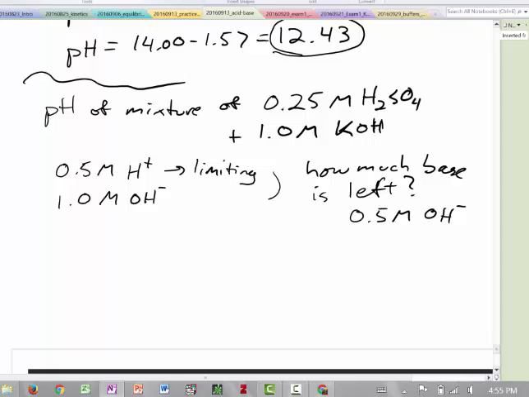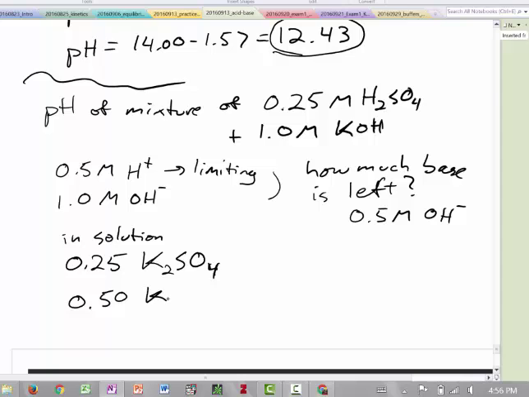Yes, excellent question. Because OH minus is a strong base, and SO4 2 minus is a horrendous base. So the strong takes over. Let's do, actually, that's a good point. What you now have in solution after this reaction, what are the products of this? You have 0.25 molar potassium sulfate. The neutralization makes water, and you have 5 molar KOH.